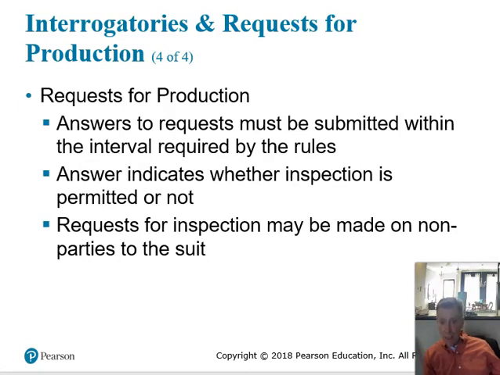Interrogatories and requests for production. Answers to requests for production must be submitted within the interval required by the rules. And the answer indicates whether inspection is permitted or not. Request for inspection may be made on non-parties to the suit. Now, you have a certain time frame that you have to produce everything for the other side if they've asked for it. It's usually about 30 days.